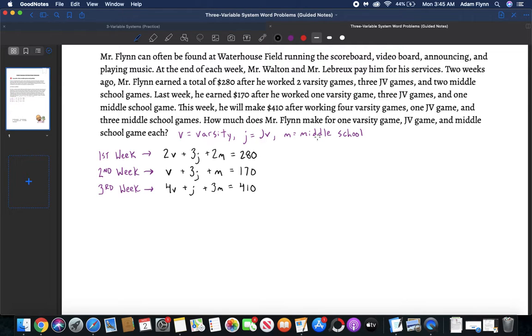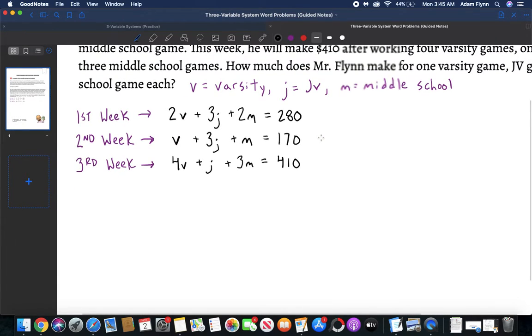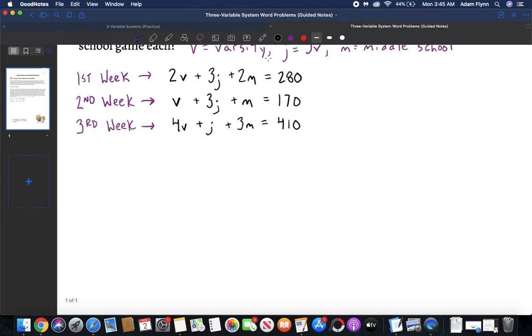Okay, so I have my 3 equations, so I'm going to zoom in, and I am going to start going through the elimination process to get rid of a variable to create a two variable system. To do that, I'm going to use my first and second week, and I'm going to eliminate my j's. So I am going to multiply my bottom equation by -1. When we do that, I'm just rewriting my top equation. It's not changing at all.